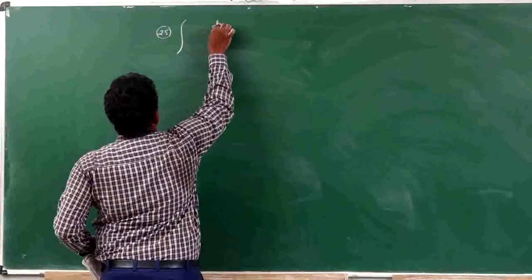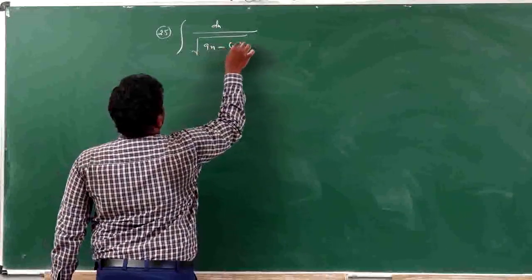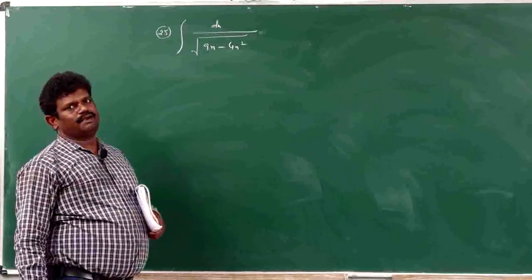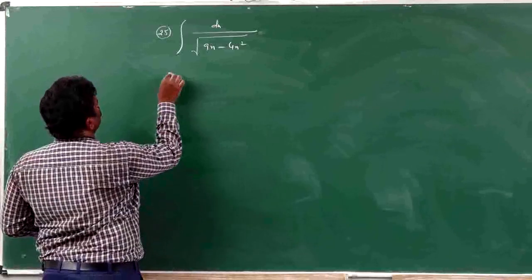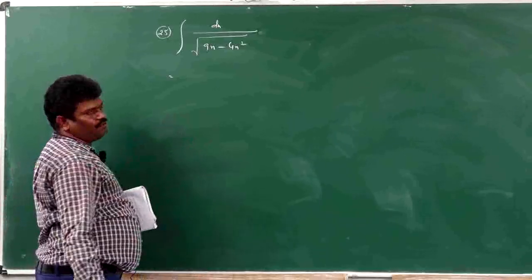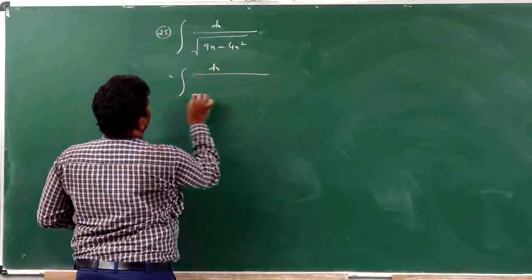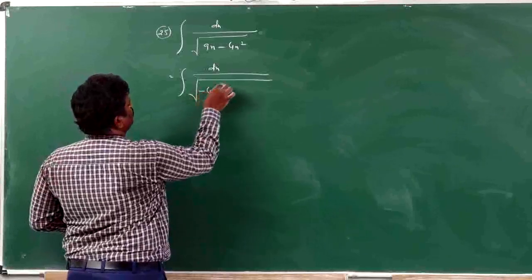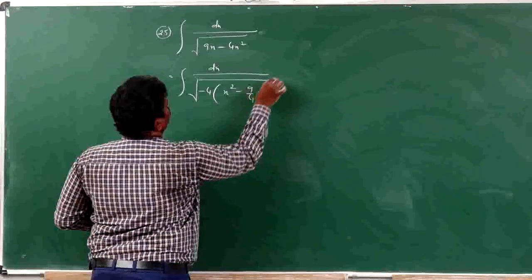Integral dx by square root of 9x minus 4x square. First, take 4 common, or rather minus 4 common. What have we done here? Integral dx by square root of minus 4 common, minus 4 common means x square minus 9 by 4 into x.